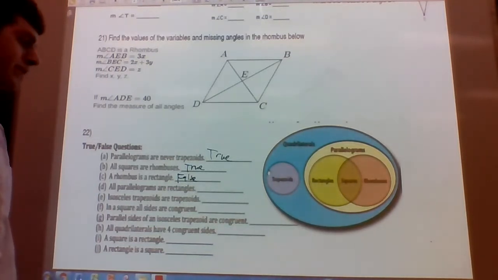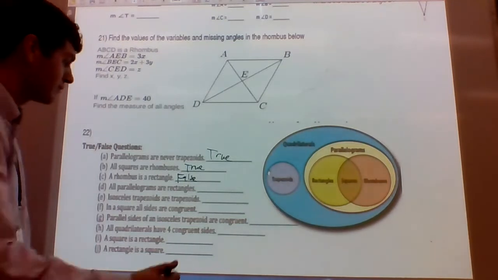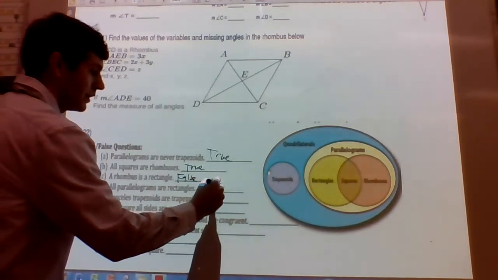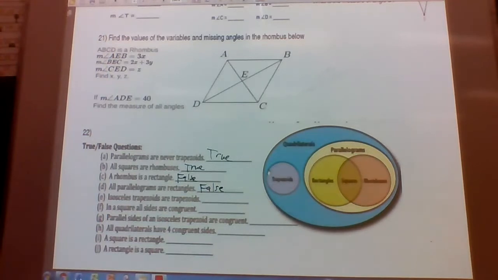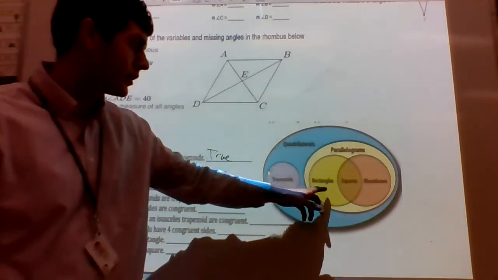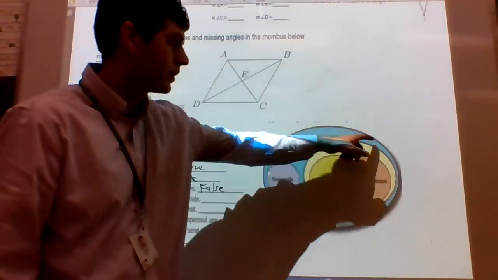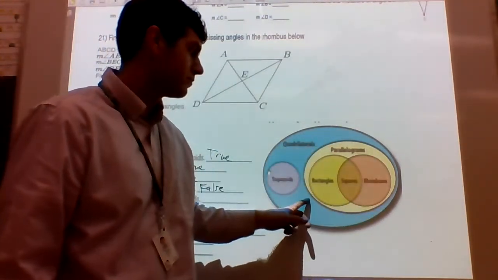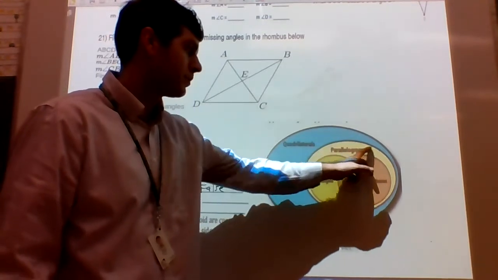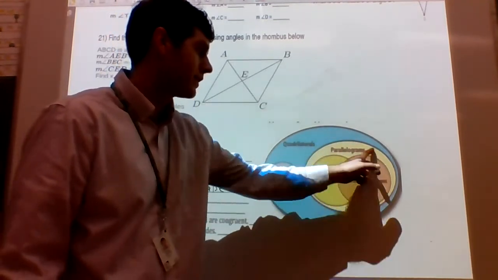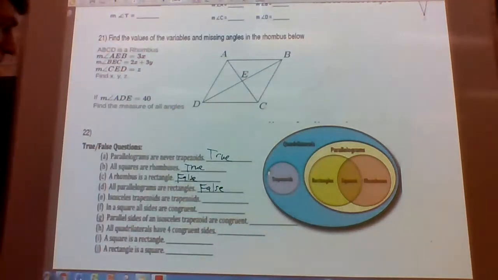All parallelograms are rectangles. That is false. All rectangles are parallelograms, but there's clearly some parallelograms that are not rectangles. For example, a rhombus is not a rectangle. So if you look at the Venn diagram, all rectangles are in the parallelogram circle, but there's plenty of parallelograms out here that are not part of the rectangle circle.